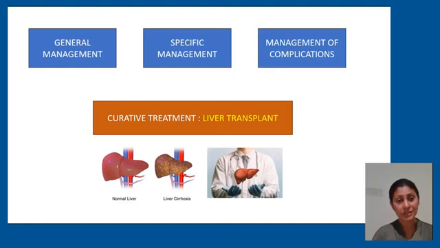Like autoimmune liver disease, you have disease-specific therapy like steroids or other immunosuppression. Wilson disease, you have chelators. That is specific management. And management of complications. Ultimately, most of these disorders would require liver transplantation unless they are cured at a very early stage.